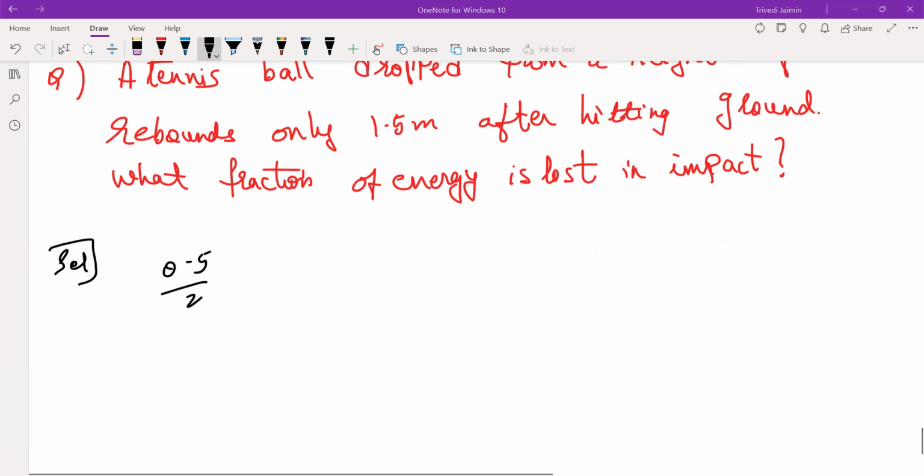Someone is writing 1 by 4. Okay. In short, instead of 0.5 by 2, we can write 1 by 4. Yes, sir, I got 1 by 4. I have sent it in chat. Anyone else? Any other answer? Or the same 1 by 4? It doesn't matter if it's right or wrong, you should get your answer.